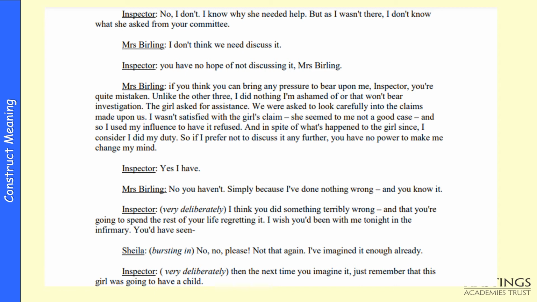Mrs. Burling. If you think you can bring any pressure to bear upon me, Inspector, you're quite mistaken. Unlike the other three, I did nothing I'm ashamed of or that won't bear investigation. The girl made a claim for assistance. I wasn't satisfied with it. She seemed to me to be not a good case, and so I used my influence to have it refused. And in spite of what's happened to the girl since, I consider I did my duty. So, if I prefer not to discuss it any further, you have no power to make me change my mind.